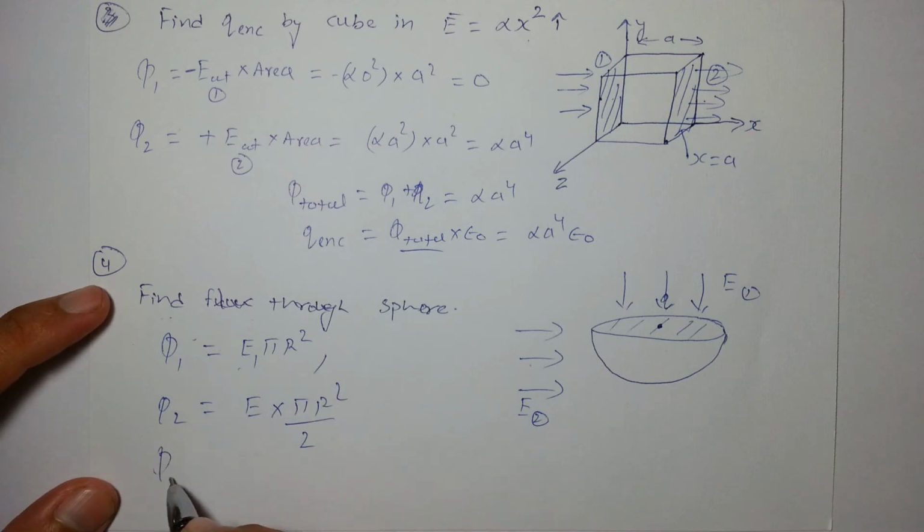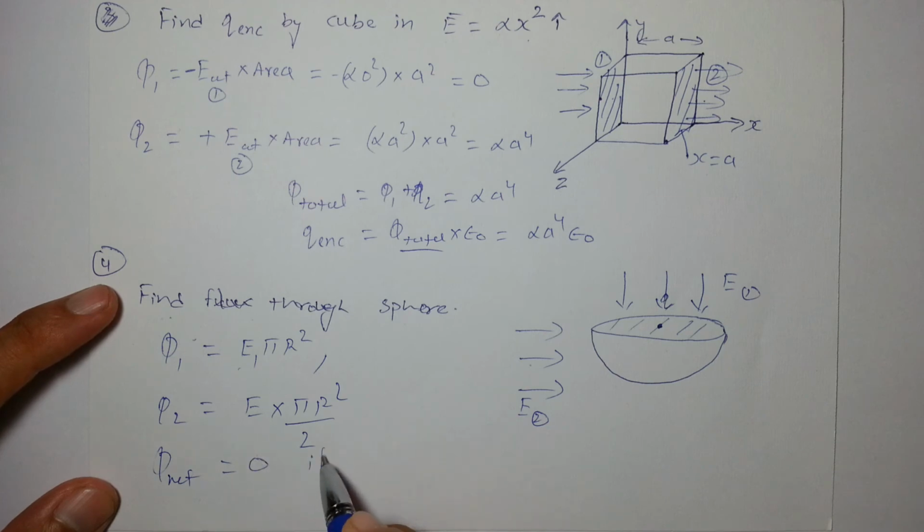But whenever you are asked the net flux, it will be 0 if E is uniform. If the field is uniform, then the net flux must be 0, as an equal number of field lines will enter and leave the object.